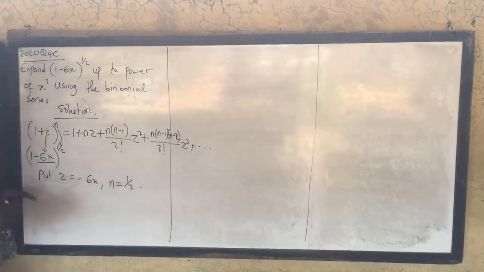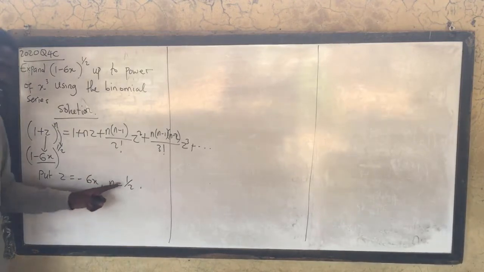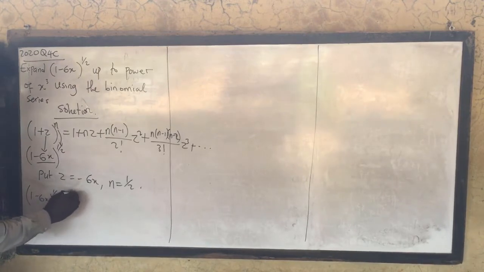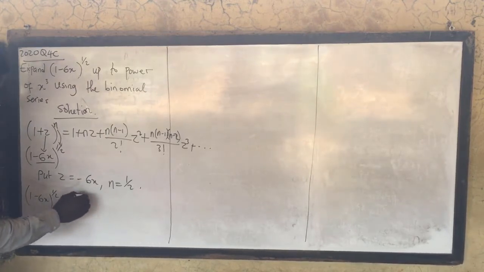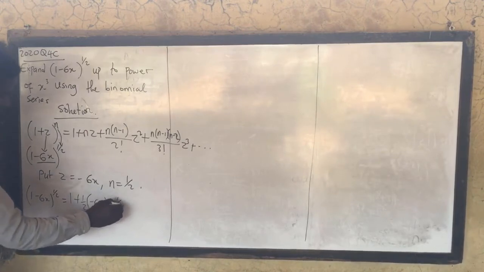That's what you should do. So now this one will become 1 minus 6x raised to power 1 over 2. Anywhere you see z, put minus 6x. Anywhere you see n, put 1 over 2 because that is the power. So this is 1 plus 1 over 2 z, that is minus 6x.